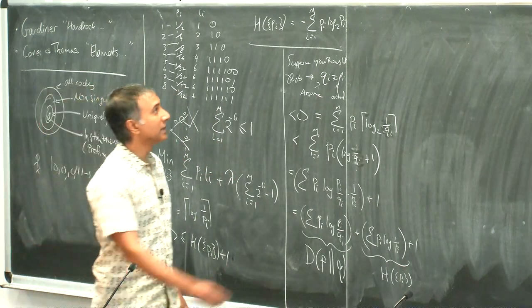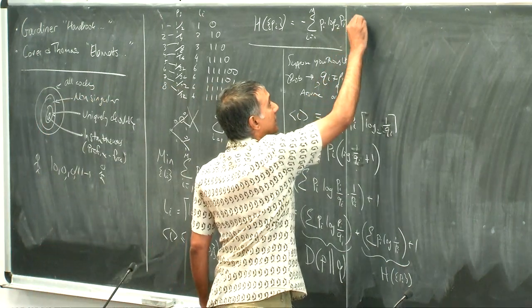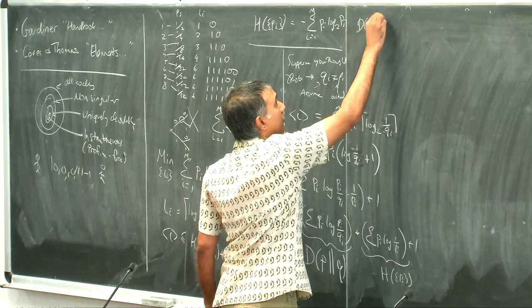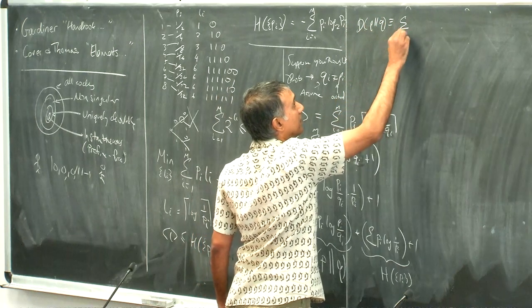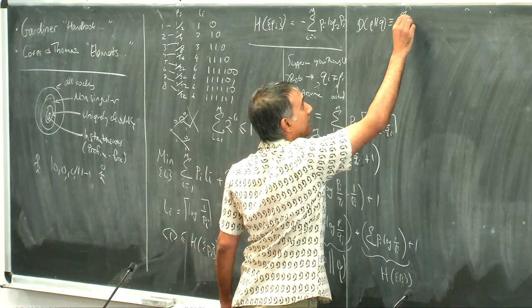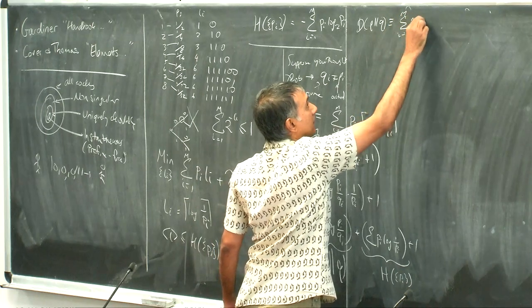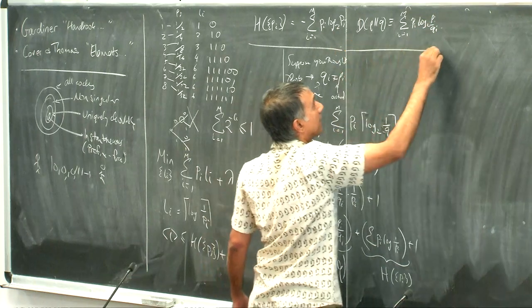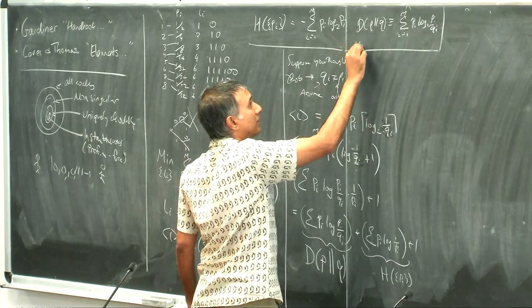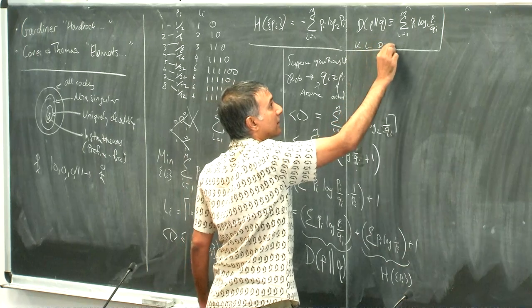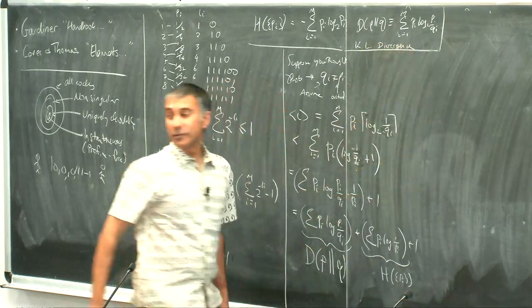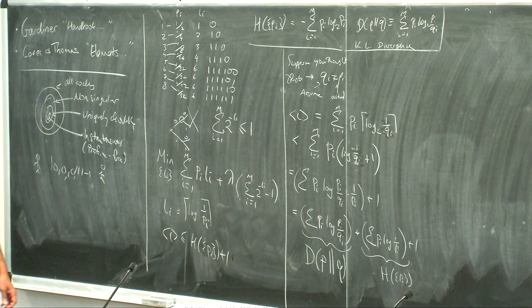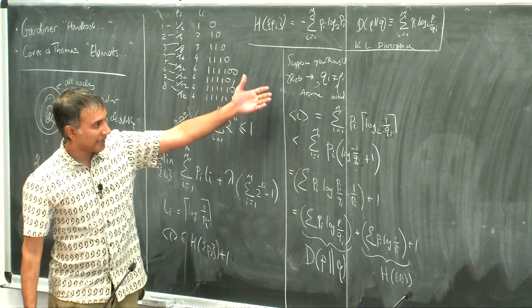Okay? So let's keep that as a definition. D of P, Q, by definition, is the sum from I equals 1 to M of PI log base 2 of PI over QI. And this is called the Kullback-Leibler divergence. We're going to look into some properties of it. So for the moment, see what we have here.